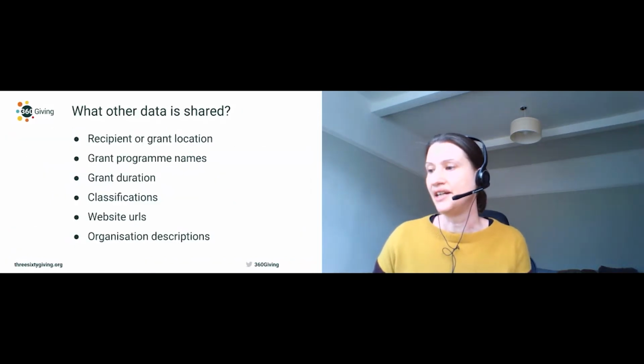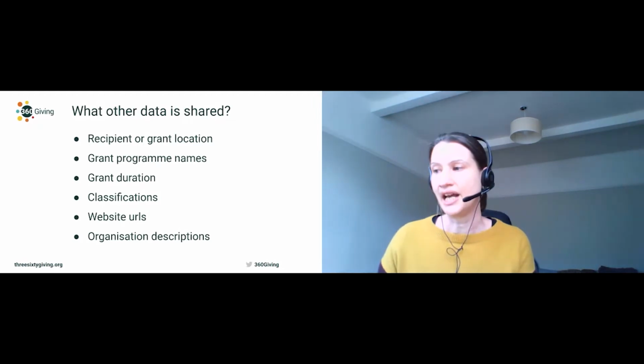In addition to these 10 core fields, funders share a wide range of other information though. So they share information about the locations of the grant recipient and also where the funded work is being delivered, about grant programs and the grant duration, classifications if they have that information, website addresses, organization descriptions, and other kinds of information. If funders have decided to share any of this further information, it can also be explored in GrantNav.